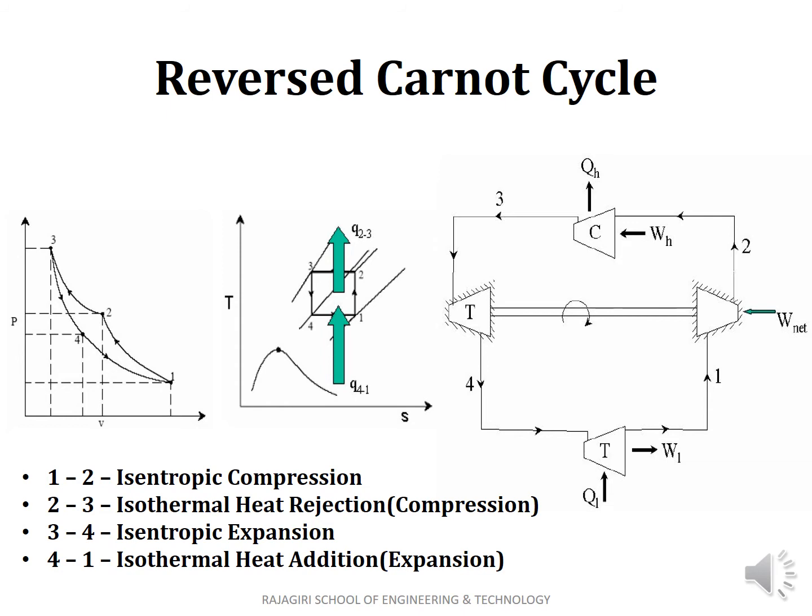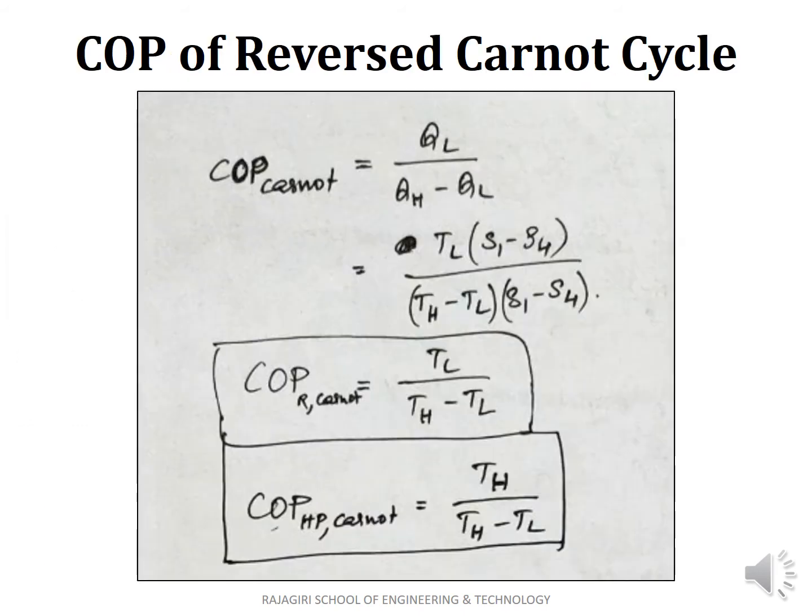S1 equals S2. The entropy of points 1 and 2 is the same, and the entropy of points 3 and 4 are the same. So we can write (TH minus TL) into (S1 minus S4). So you can cancel these two terms. Finally you will get the COP of a Carnot refrigerator as TL divided by (TH minus TL). So it is clear that the COP of a Carnot refrigerator depends only on the working temperatures.